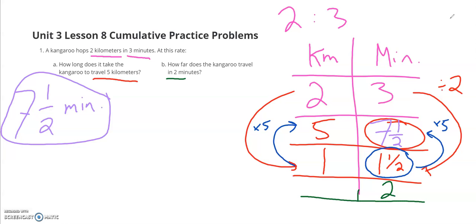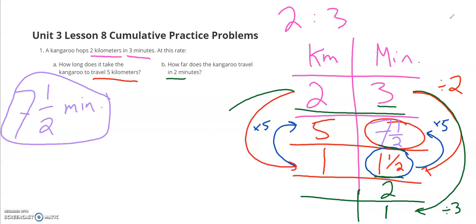Again, we can look up here, and going from 3 to 2 is not very easy. 7.5 to 2, 1.5 to 2, using multiplication or division is not easy. But if we find out how far the kangaroo can go in 1 minute, we can use that information. So I'm going to use this 3 and try to get to 1. I know that 3 divided by 3 equals 1. That means we have to use the 2 divided by 3 to figure out this.